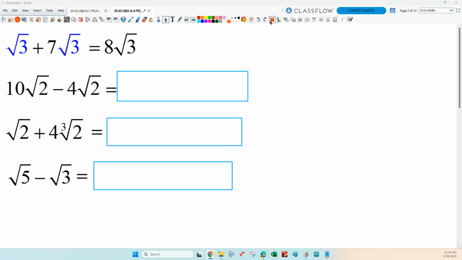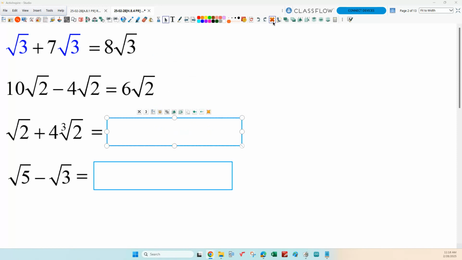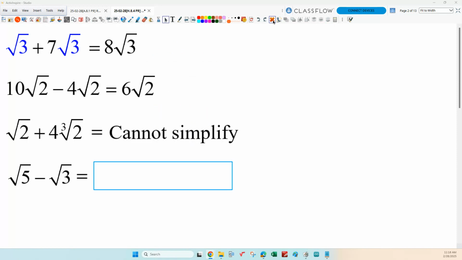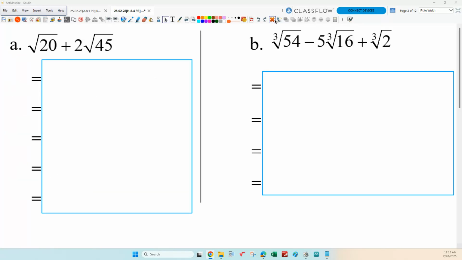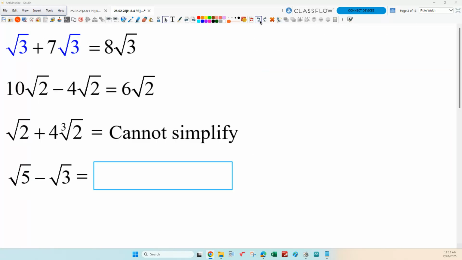8 times the square root of 3, I agree. What's the second one? Everybody? 6 square roots of 2, good. Next one? Can't do anything, right? That one, can't simplify, they're not like radicals. Bottom one? Can't simplify again. Not like radicals.